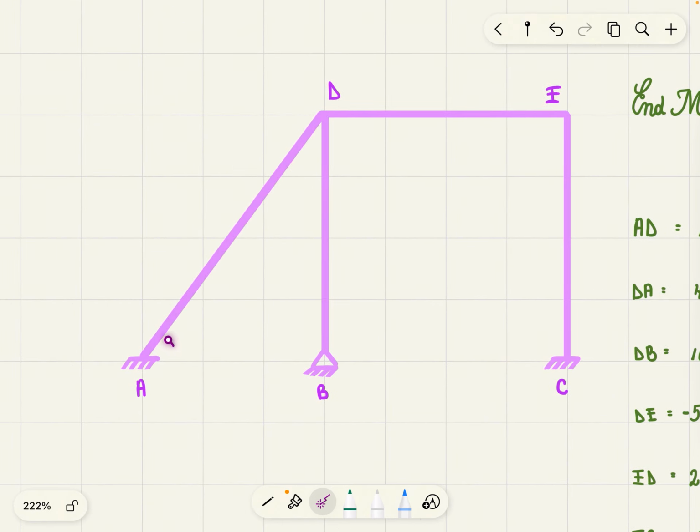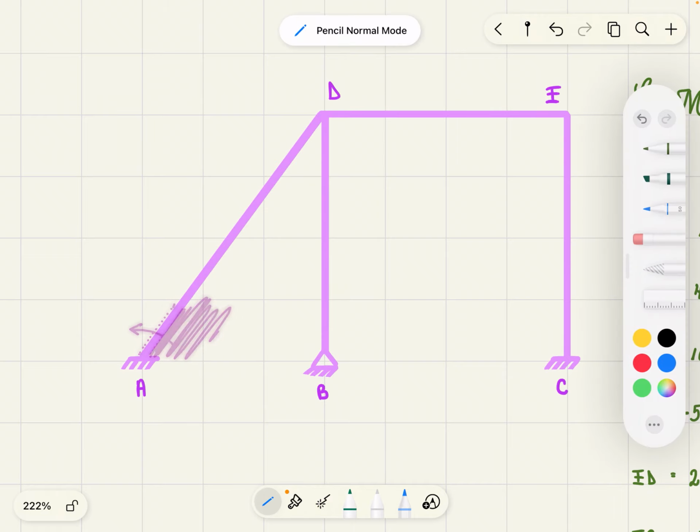So we said the nodal moment is to the left. And if you zoom in, you can see that this side, to the right, is going to be under tension, and the side to the left under compression. And we draw bending moment diagrams on the side which is under tension. So this way. The value was 100.